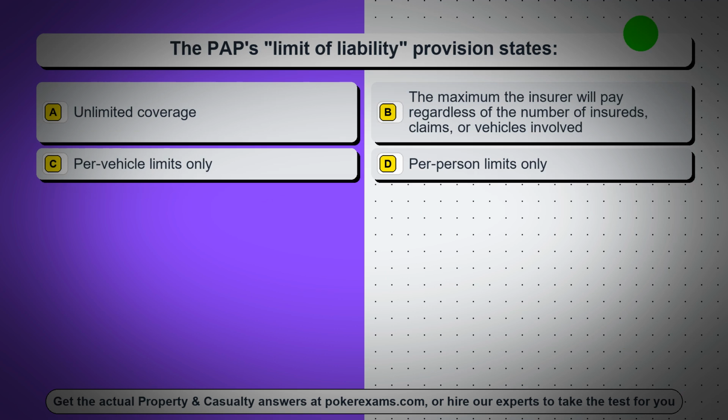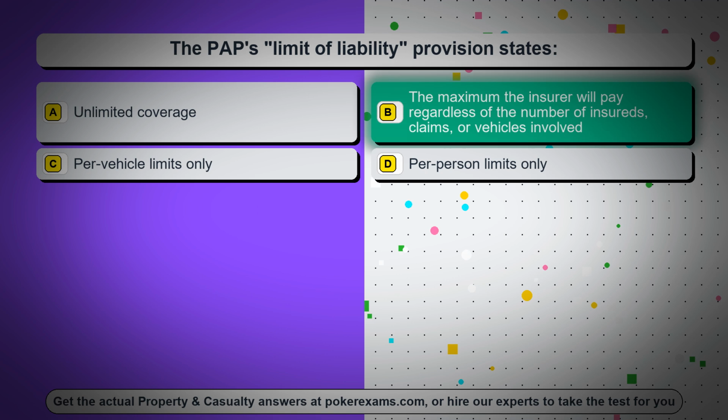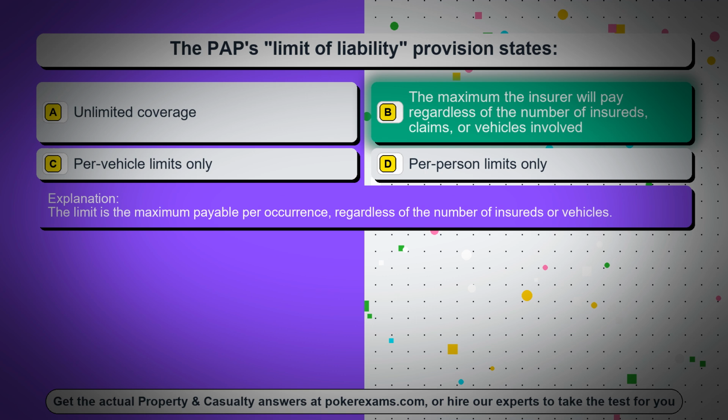Question 87. The PAP's limit of liability provision states: Option A, unlimited coverage. Option B, the maximum the insurer will pay regardless of the number of insureds, claims, or vehicles involved. Option C, per vehicle limits only. Option D, per person limits only. The correct answer is option B, the maximum the insurer will pay regardless of the number of insureds, claims, or vehicles involved. The limit is the maximum payable per occurrence, regardless of the number of insureds or vehicles.